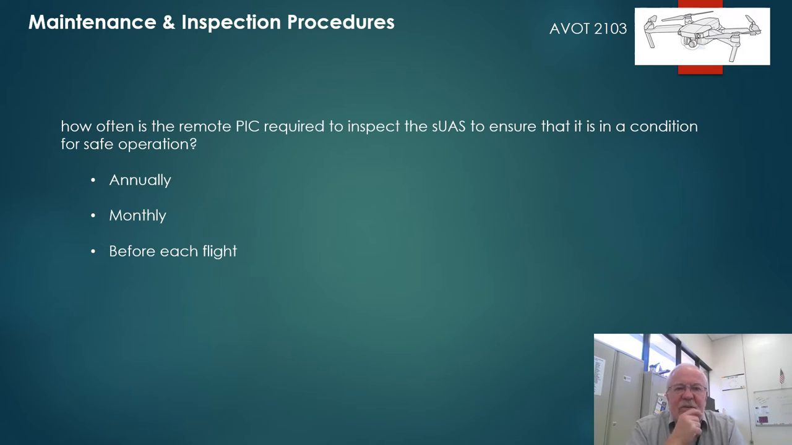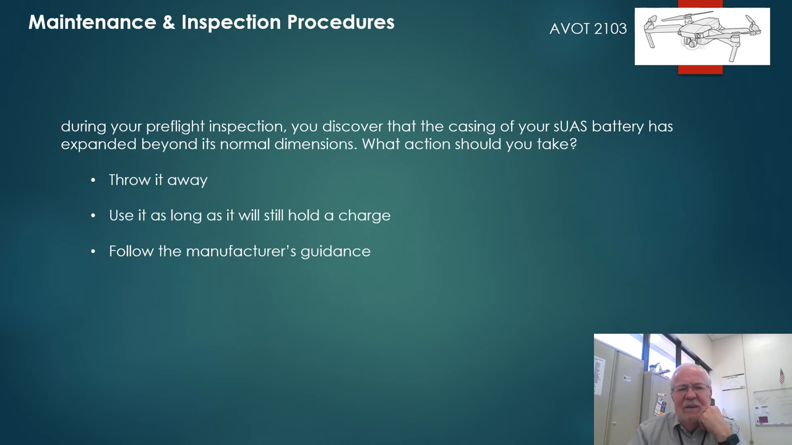Here's another one. How often is the remote PIC required to inspect the uncrewed aircraft system to ensure that it is in the condition for safe operation? Before each flight. Each flight, the FAA says. So land, change batteries, you need to do another inspection. Obviously, the inspection is going to be a little less thorough than the first time you flew, but it's possible that you picked up a dust or something, or a bird hit it when you weren't paying attention and one of the blades is somewhat damaged. So before each flight is the idea there.